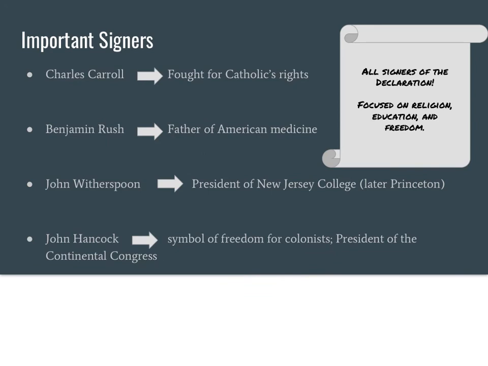There's a few other what we call founding fathers that signed the Declaration of Independence that I want to touch on today. The first one being Charles Carroll. He was a signer of the Declaration of Independence. He was a Catholic. He was the only Catholic to sign the Declaration, and he lived in Maryland, and he fought for Catholics' rights throughout the time that he was alive in Maryland.